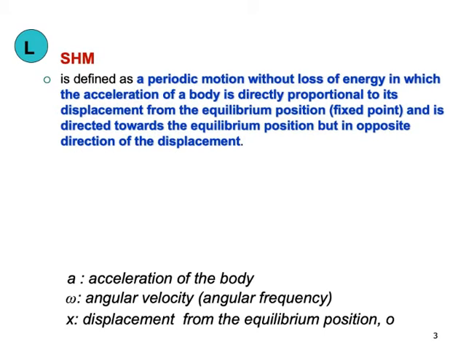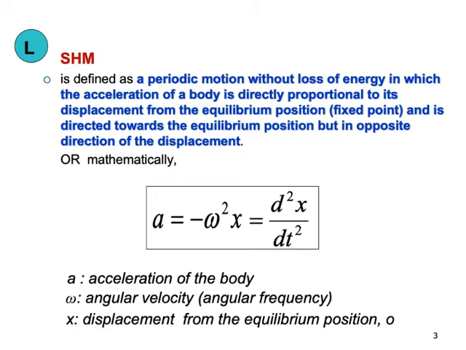Simple harmonic motion is defined as a periodic motion without loss of energy in which the acceleration of a body is directly proportional to its displacement from the equilibrium position and is directed towards the equilibrium position but in opposite direction of the displacement, or mathematically, a equals to negative omega squared x equals to d squared x per dt squared, where a is acceleration of the body, omega is angular velocity, and x is displacement from the equilibrium position O.